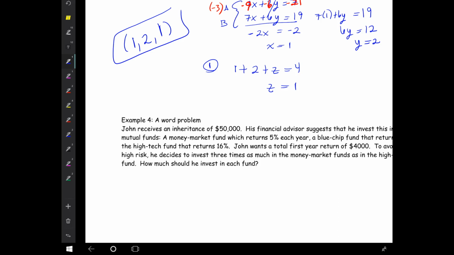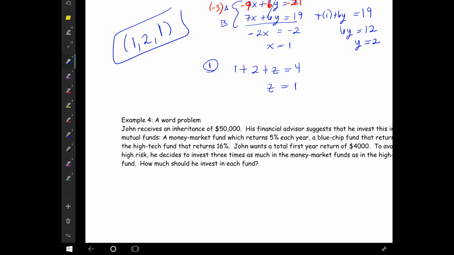Let's try it together. John receives an inheritance of $50,000. His financial advisor suggests that he invest this in 3 mutual funds. How many variables do you think we're going to have? 3, yes. A money market fund, which returns 5% each year.